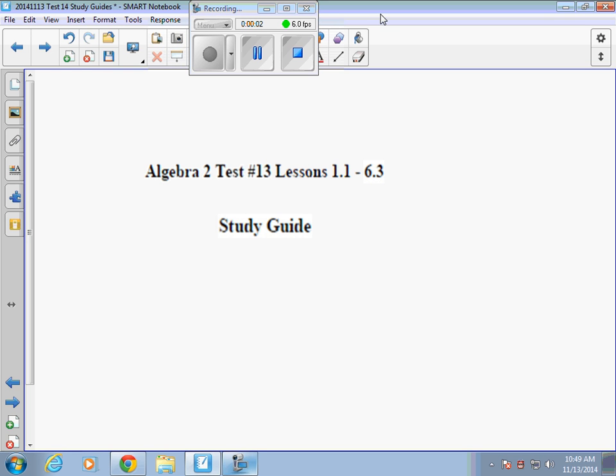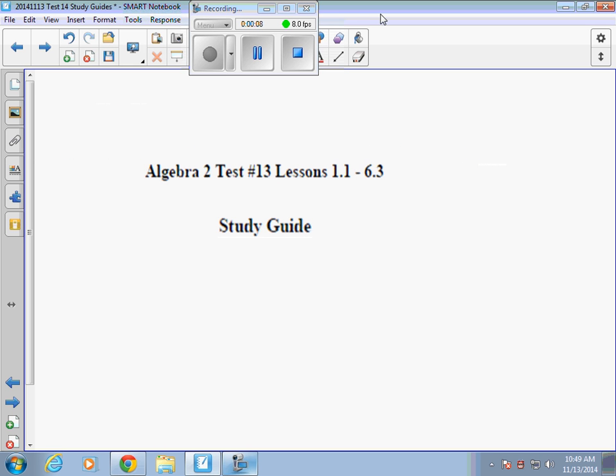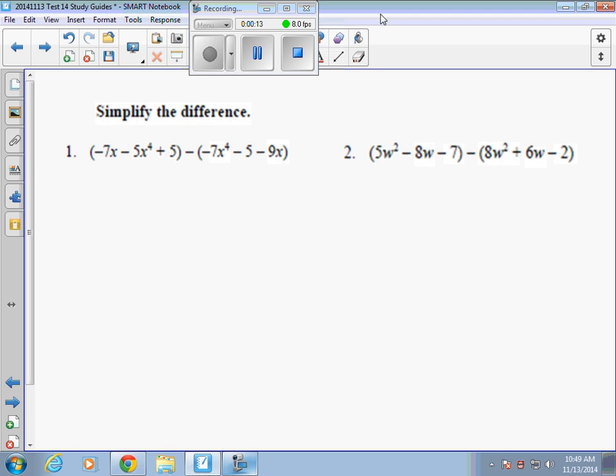This is Algebra 2. Test number 14. We're going through section 6.3. We're simplifying the difference of these polynomials.